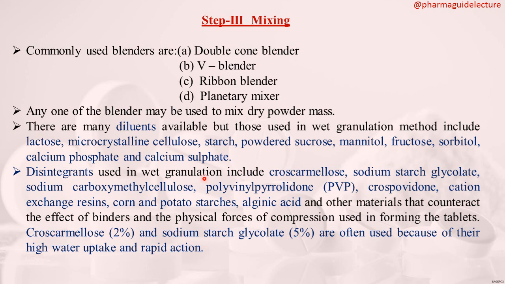Disintegrants that are used in the wet granulation method are croscarmellose, sodium starch glycolate, sodium carboxymethyl cellulose, polyvinyl pyrrolidone, crospovidone, cation exchange resin, corn and potato starch, alginic acid and other materials that counteract the effect of the binders and the physical force of the compression used in forming the tablets. So these disintegrants must counteract the effect of the binder, must break the particle-particle bond, and must also counteract the physical force of the compression used to form the tablet, so that the tablet may break into coarse particles or granules and then further help in dissolution of the granules. Now croscarmellose 2% and sodium starch glycolate 5% are often used because of their high water uptake and rapid action. You will also find these tablet ingredients in detail in my previous videos.